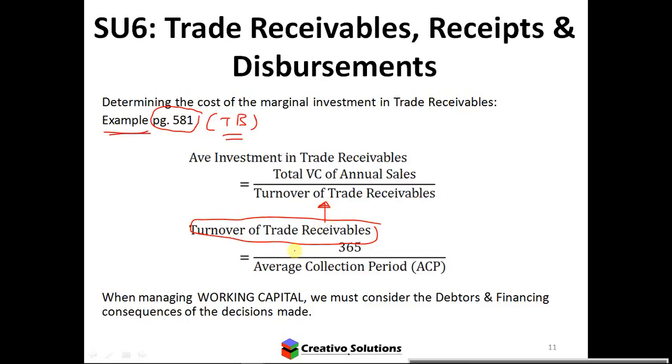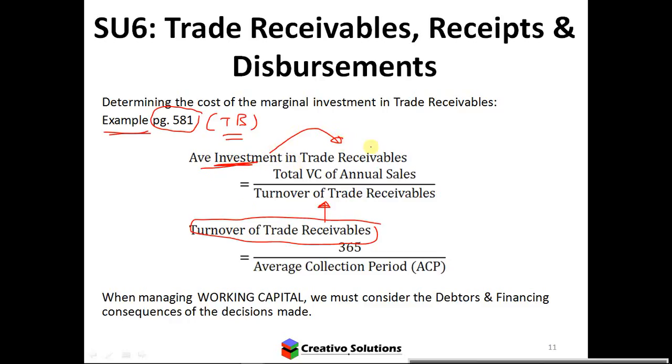Just a note over here, when managing working capital, we must consider debtors, and financing consequences of the decisions that are being made. Remember, you might think offering credit is a pretty easy decision to make. Why wouldn't a company offer credit? Well, companies wouldn't want to offer credit because it's definitely going to put a burden on them in terms of the average investment in trade receivables. And what does that mean?